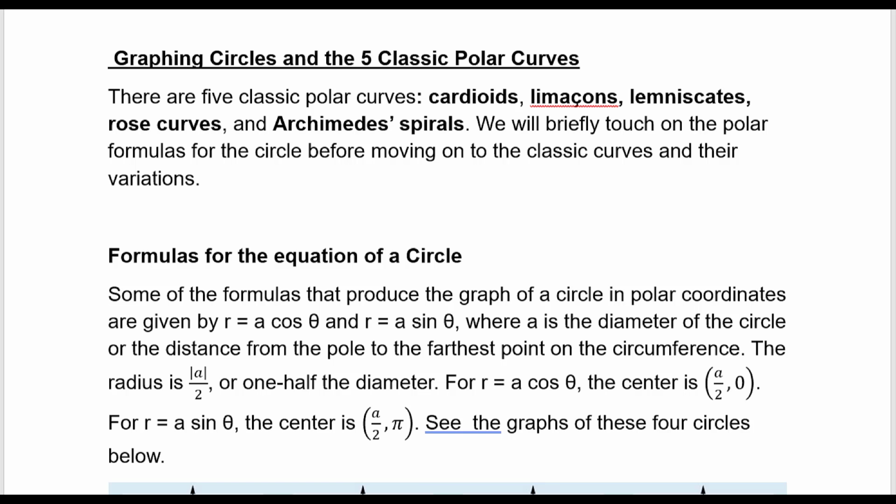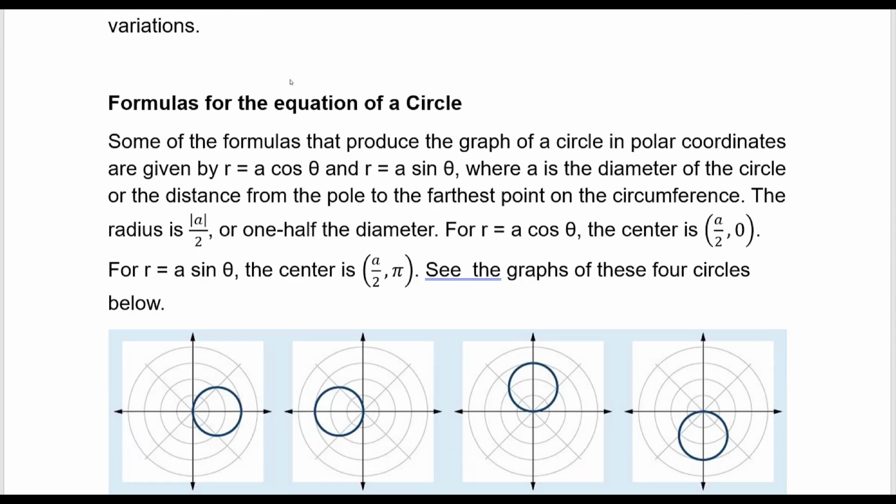So we'll briefly touch on the polar formulas for the circle. That's what we're going to do now before moving on. So in a circle, this is from the book. Some of the formulas that produce the graph of the circle in polar coordinates are given by r equals a cosine theta and r equals a sine theta, where a is the diameter of the circle, or the distance from the pole to the farthest point on the circumference. The radius is the absolute value of a over 2, or 1/2 the diameter.